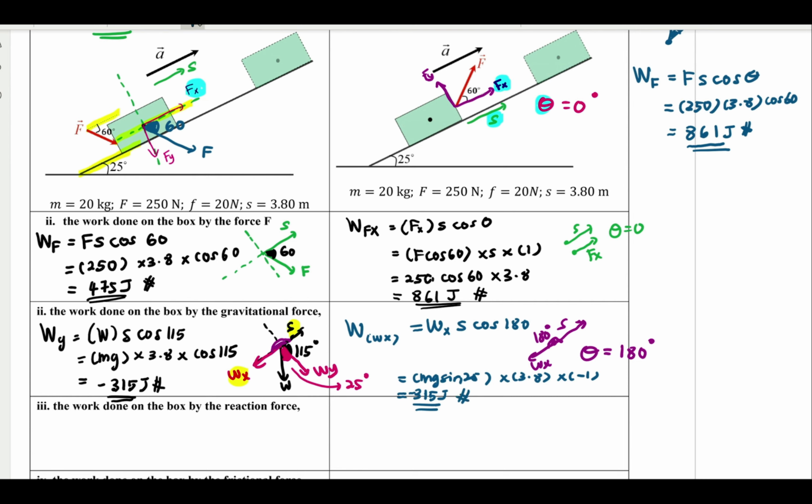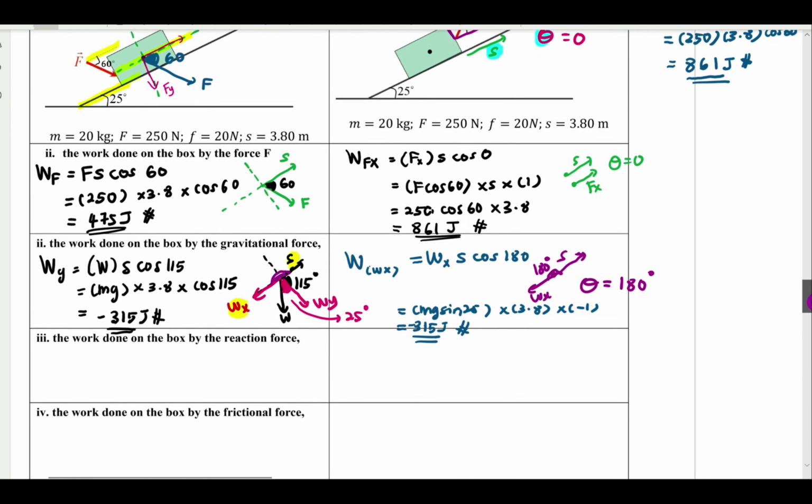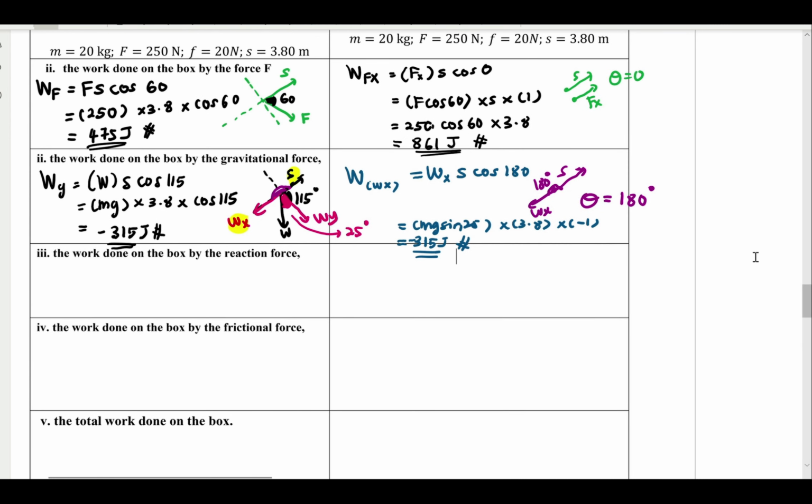Boleh? Yang bawah ni saya tak kira lah. Yang bawah ni sama je macam tadi. The work done on the box by the reaction force, which is normal force, 0. Sini pun 0. The work done on the box by the frictional force, kita dah kira tadi. Sama sini. Sama. Negative 76 joule. Okay. And the total work done tak samalah.